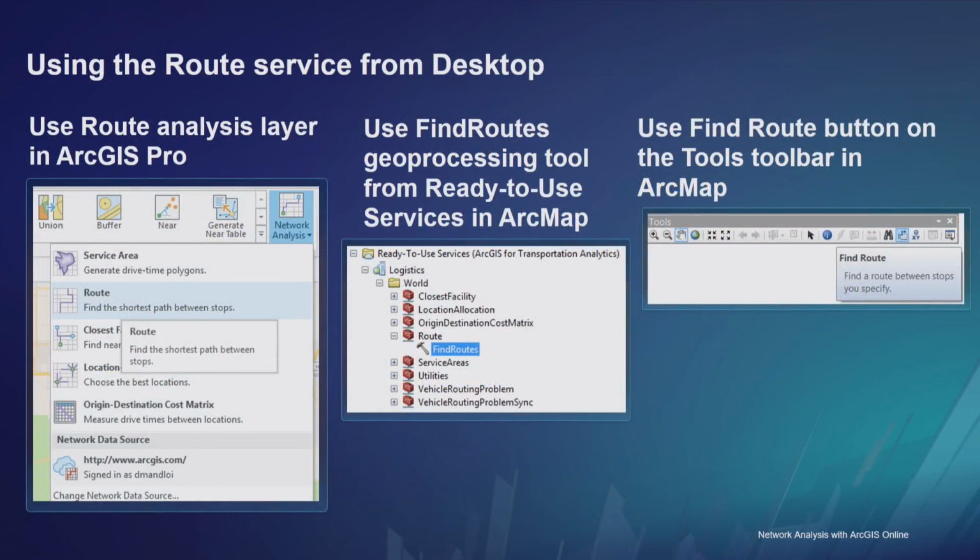Using the route service from desktop, in Pro, you go through Network Analyst, and you can choose the route layer to create a route analysis layer, or you can use the ready-to-use services. Here it's called Find Routes, and that will find one or more routes as you identify and pass them in. In ArcMap, there's also an old tool called Find Route that you can point to the ArcGIS.com online service and do point-to-point routing through a simple UI outside of Network Analyst. And doing it that way doesn't require the network extension either.